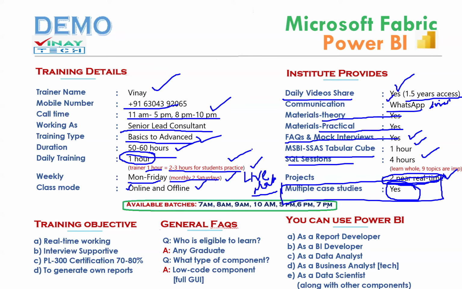And these are the current available batches. I'm starting at 7 o'clock from tomorrow. And the training objective, as I told you, is real-time working people and working perspective. If you want to work happily in the companies, yes, this is required. Interview support, because FAQs and mock interviews are all provided properly. So interviews, you can crack easily. And if you're preparing for certification, 70 to 80% is covered. In the worst situation, my training is helpful for you to generate your own reports.